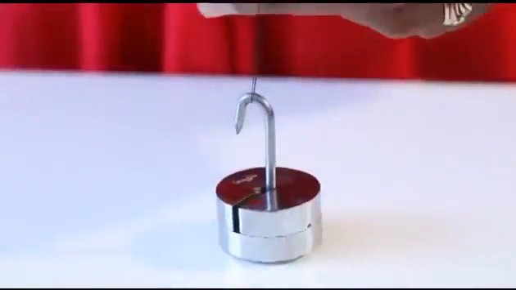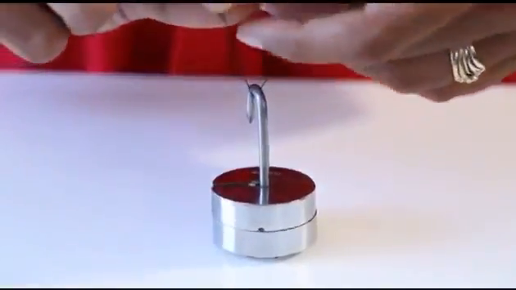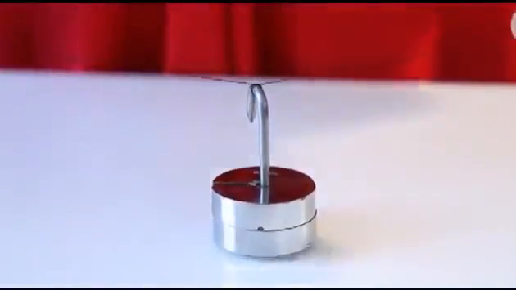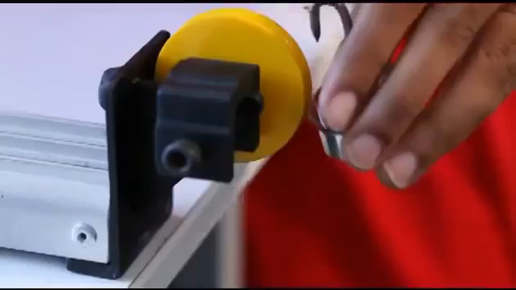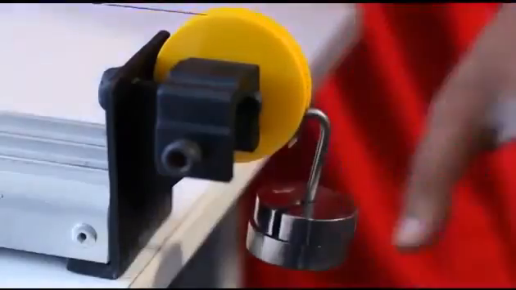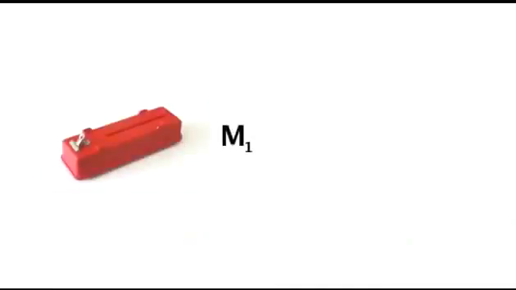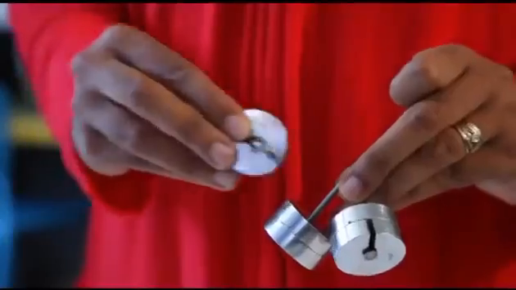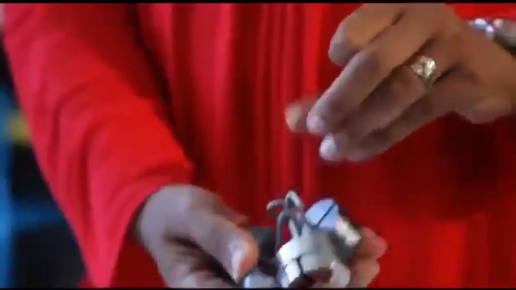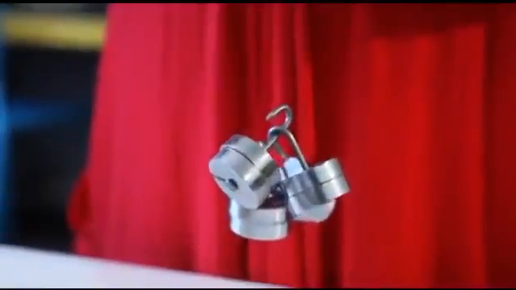With the trolley at the ticker timer end of the rail and the thread of the cotton over the pulley, attach a mass of 100 grams to the end of the cotton. 100 gram mass produces a force of 1 Newton. Switch on the timer and let the trolley run the length of the rail track. Remove the tape and let this be called M1F1.